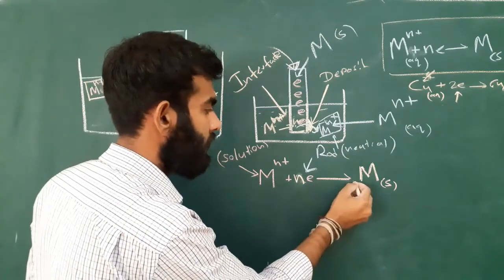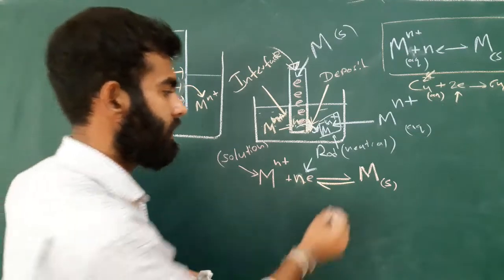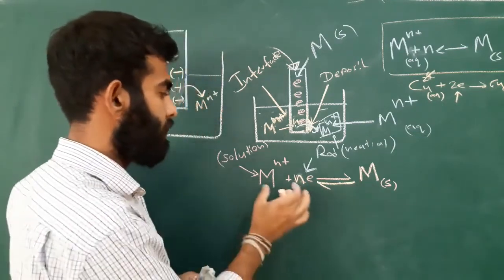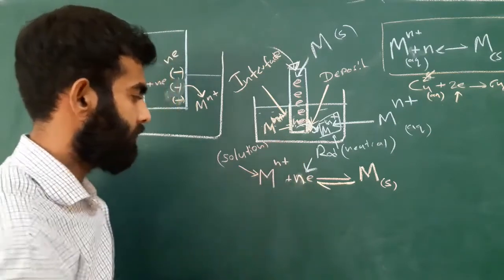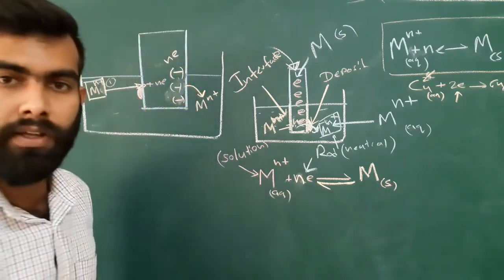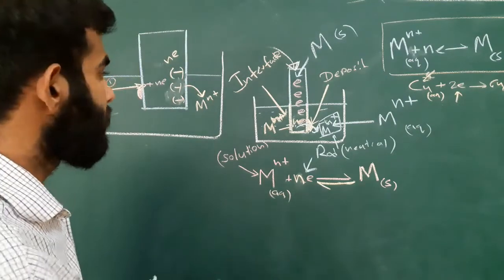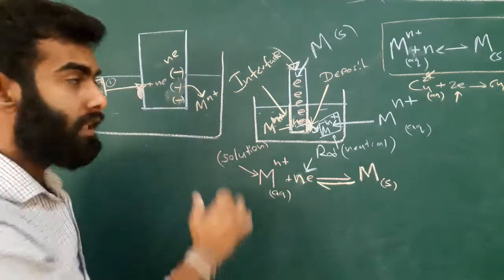This metallic rod will dissolve, or it will lose n number of electrons and form Mn+. This is aqueous, this is solid. So initially we know the concentration of Mn+ in this solution is lower than in the rod.